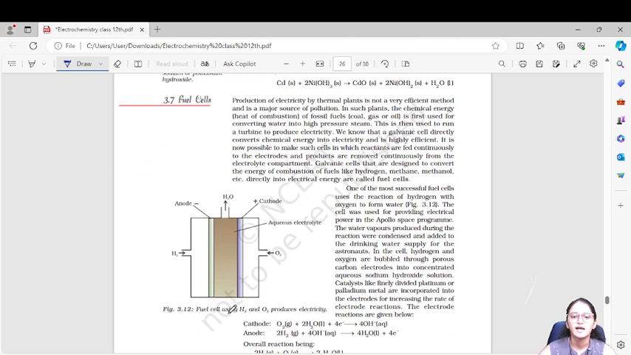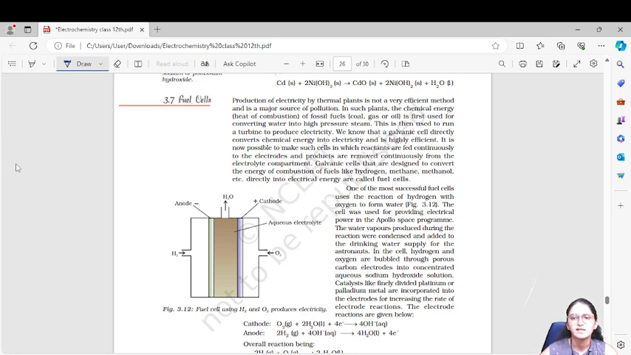Fuel cell, this is hydrogen oxygen fuel cell, and is called as H2O2 fuel cell. Now here, why we use this, we are using this to produce water, okay. So what happens here, production of electricity by thermal plants is not a very efficient method, so here major source of pollution. So chemical energy of fossil fuels used for converting water into high pressure steam used to run a turbine to produce electricity.